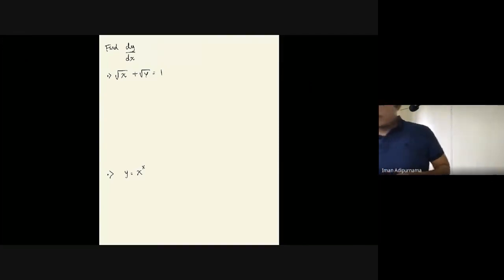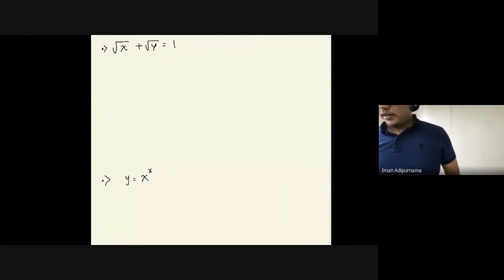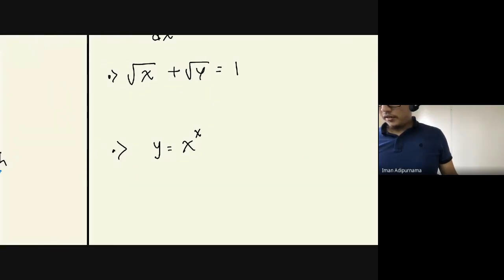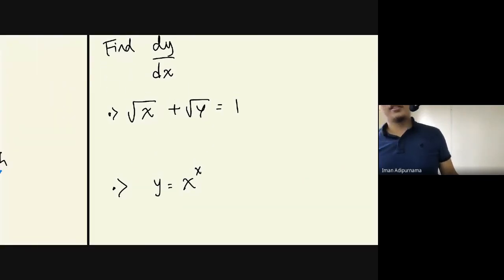Okay. So I have two cases here. The first one is square root of x plus square root of y equals 1. And the other one is y equals x to the power of x. Let me move here and make it bigger. And you need to find the first derivative of these two cases. You can use whichever method of derivative you know.